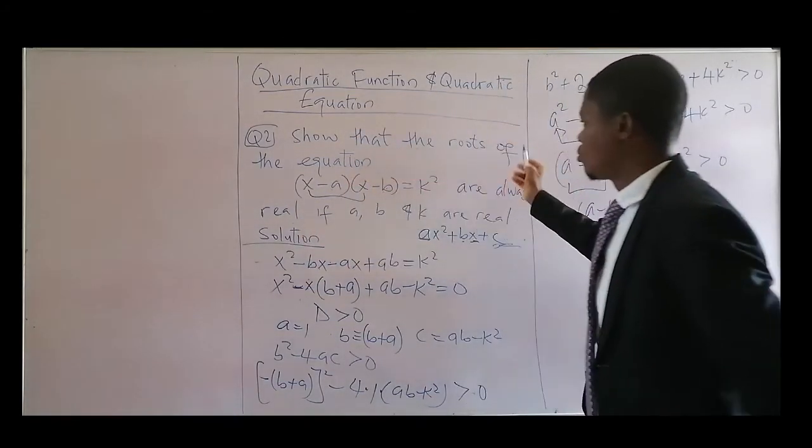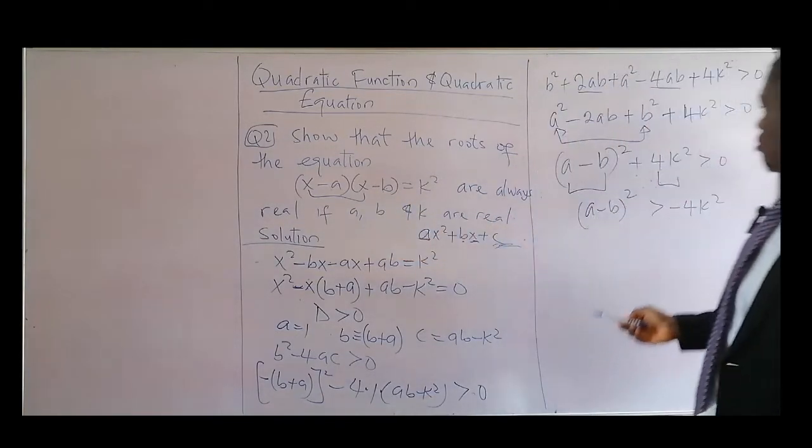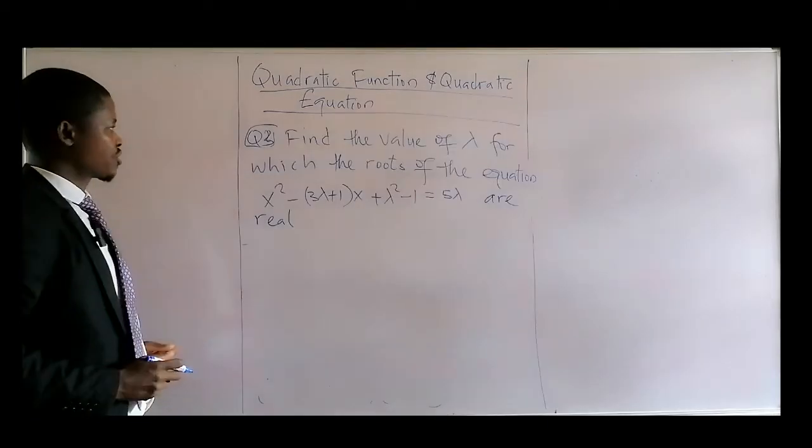Show that the roots of the equation are always real if a, b, and k are real. So that's done. We have succeeded in expressing d as the sum of the squares of two real numbers. Let me just make that note. Okay, we'll take the next question. Let's look at the questions there.